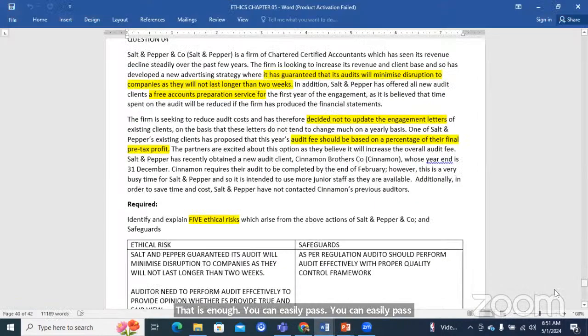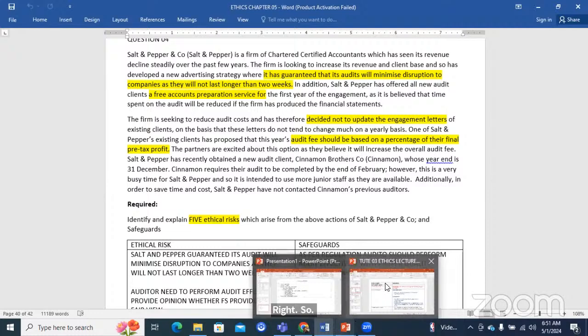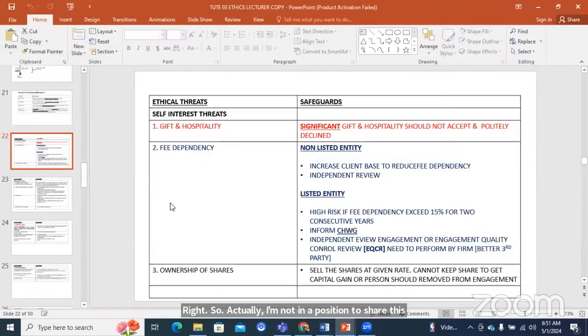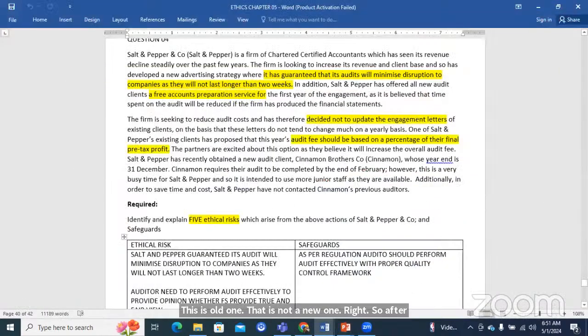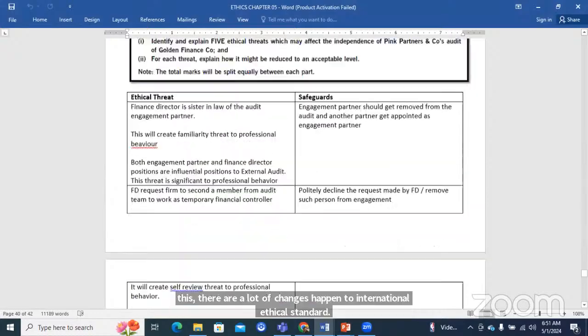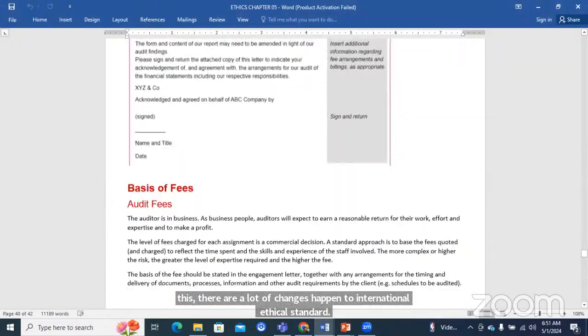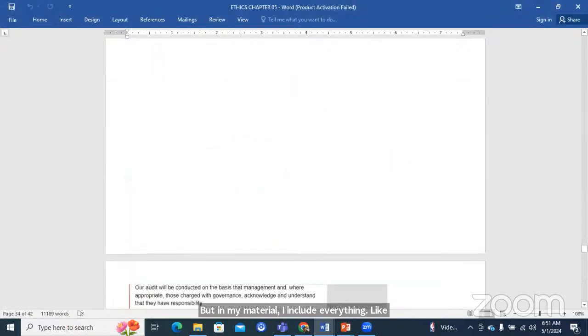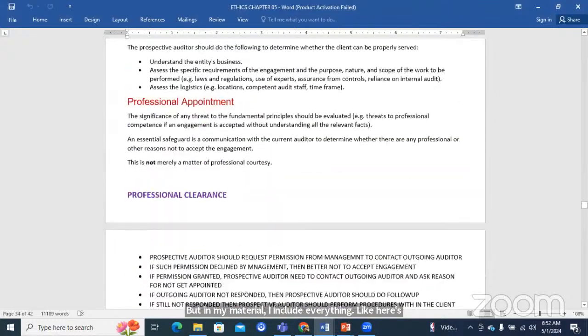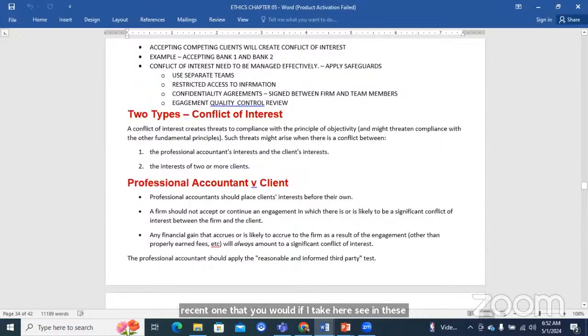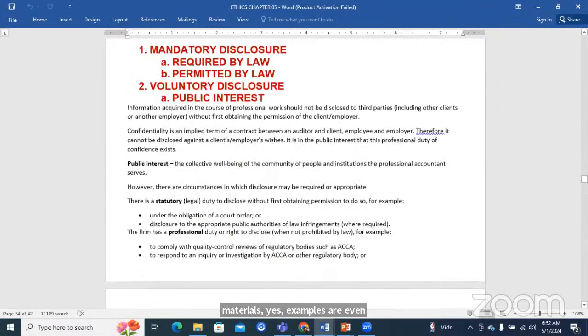So actually, I'm not in a position to share this because it's an old one. That is not a new one, right? After this, a lot of changes happened to the international ethical standard. But in my material, I include everything, right? In the recent tute, examples are given.